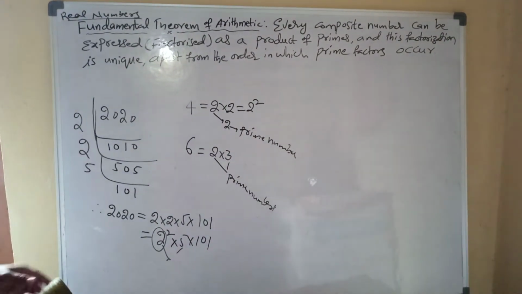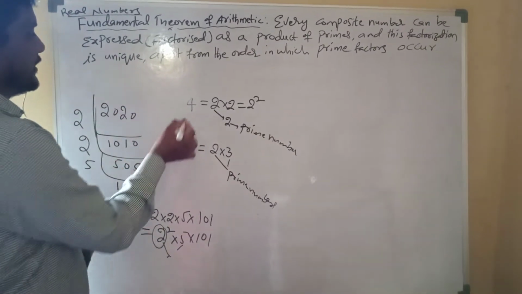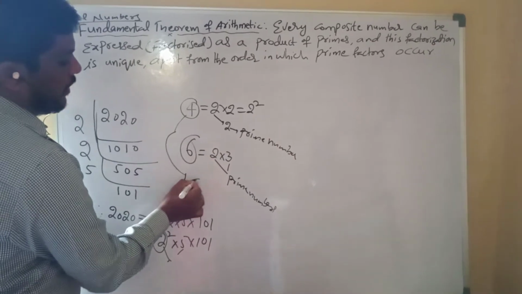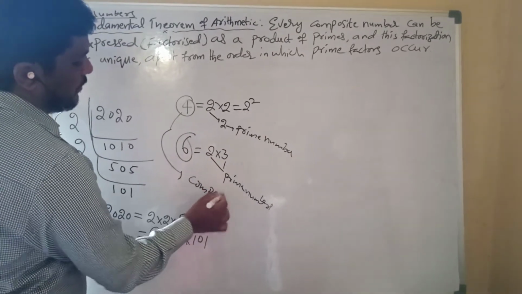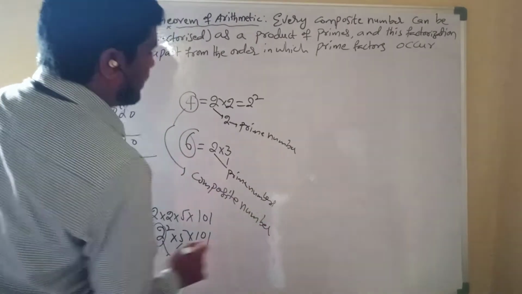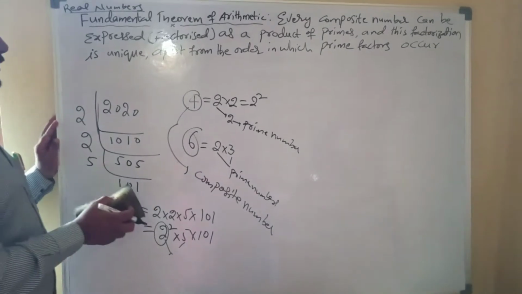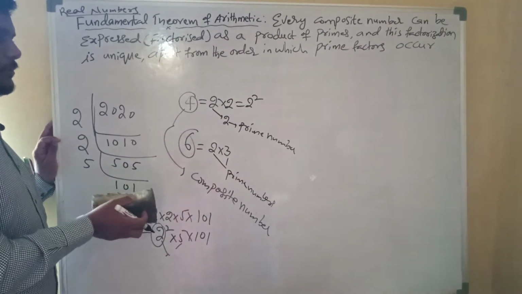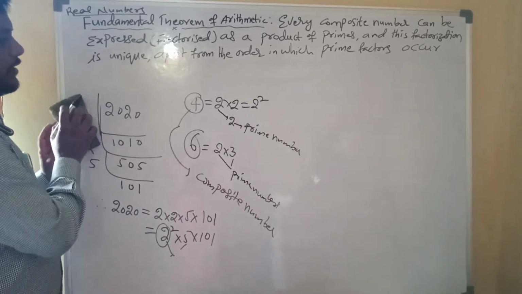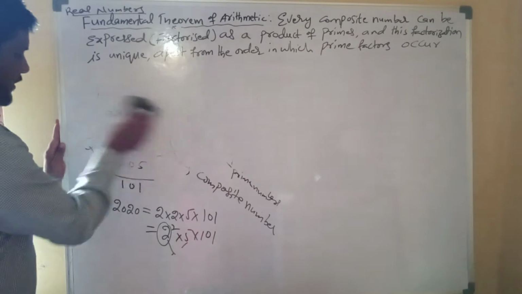Let us take all this concept. Why am I taking 4, 6 and 2020? These are called composite numbers. What do composite numbers mean? A number having more than two factors. A number having two factors is called a prime number, and a number having more than two factors is called a composite number. And let us take our chapter, real numbers.